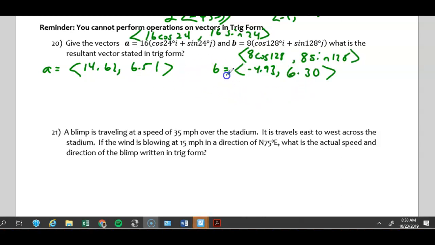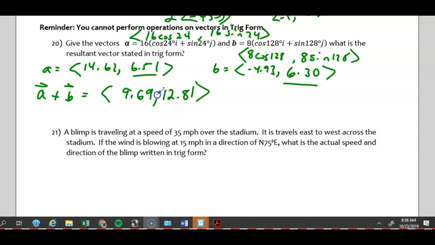So now that we have those, we need to find our resultant vector, and what we do is add vector A and vector B. We add 14.62 plus -4.93, and that gives us 9.69. And we add 6.51 to 6.30, and that gives us 12.81. That's our resulting vector. And see how this is positive, positive? This tells us that it is in quadrant 1, the first quadrant.